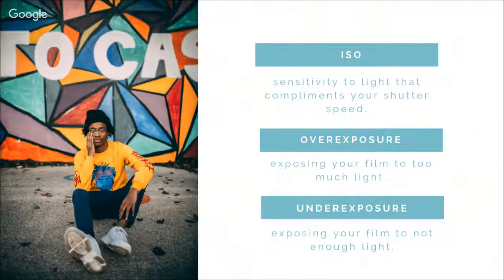The next one is underexposure. So it's the exact opposite of overexposure. It's exposing your film or your camera lens to not enough light, so you can't see, again, what's going on. So always keep in mind to hit that really sweet spot right in the middle of having just enough light to actually see what's going on in your image, but never too much to where it distorts what's going on.